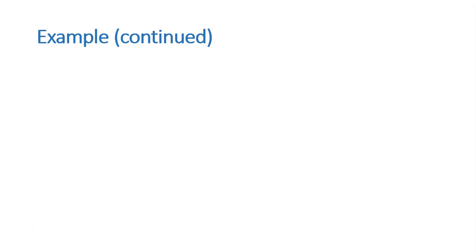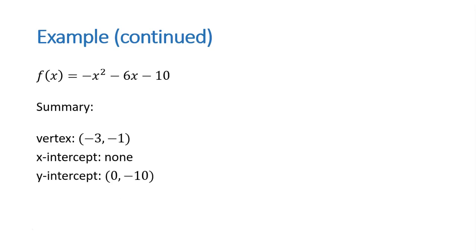So let's summarize what we've got. We've got our vertex, (-3, -1). We found that from the coefficients a, b, and c. We determined that we don't have any x-intercepts. However, we do have a y-intercept. We found the y-intercept. So we're in a similar situation as the one before. We have 2 points that we can graph, but we need 3 in order to graph accurately.